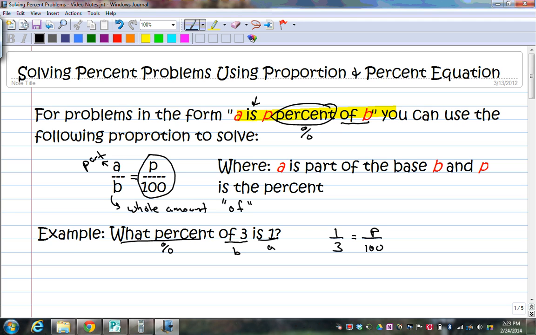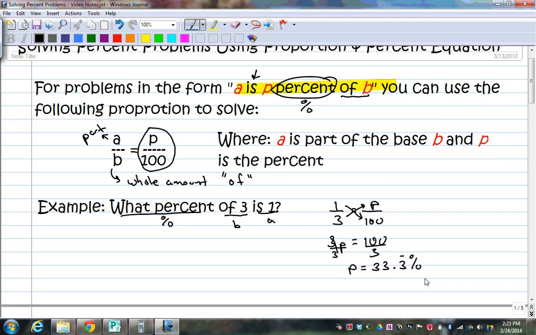What you would do for the proportion is cross multiply. Multiply the variable first, so 3 times P would be 3P. And 1 times 100 would give you 100. Then you would do your one-step equation to solve. You divide both sides by 3. And P is equal to 33.3 repeating percent.